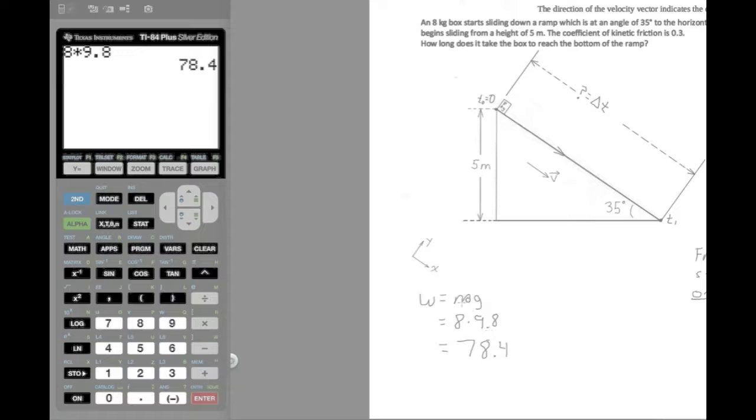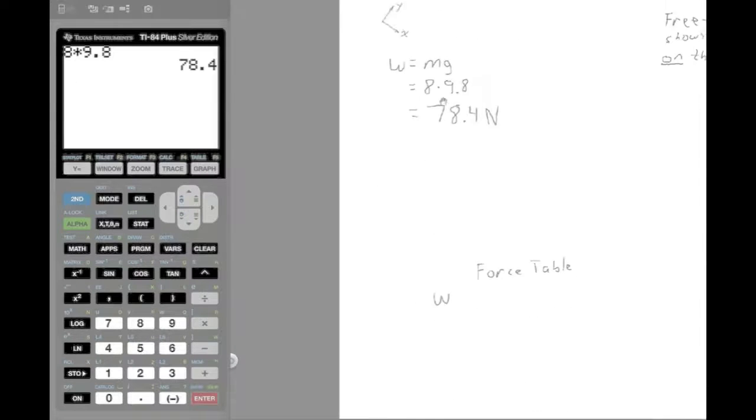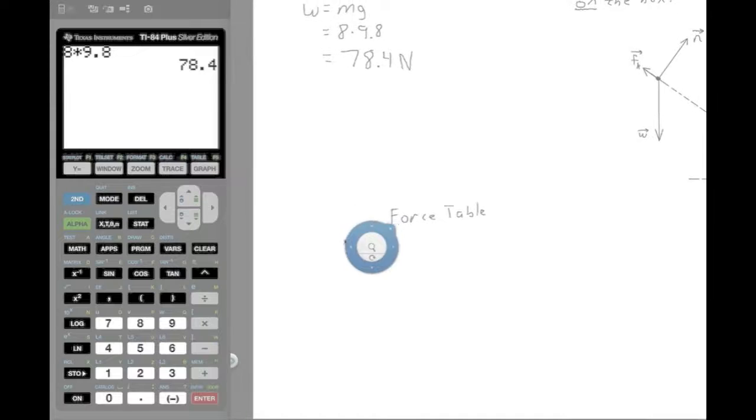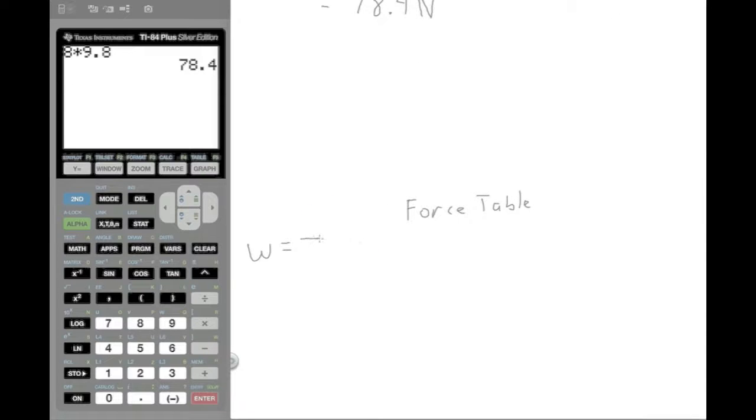Remember that when we've solved this equation, we need to put in units, and the units for the weight force are newtons. Now we can add that down here to our force table. The weight is 78.4 newtons in magnitude, and now we have to start thinking about the x and y components of the weight.